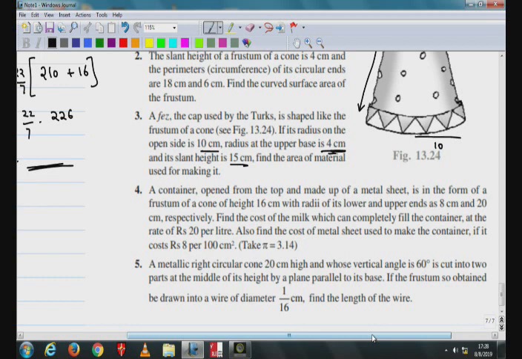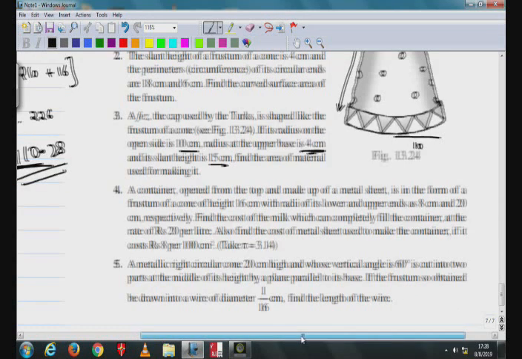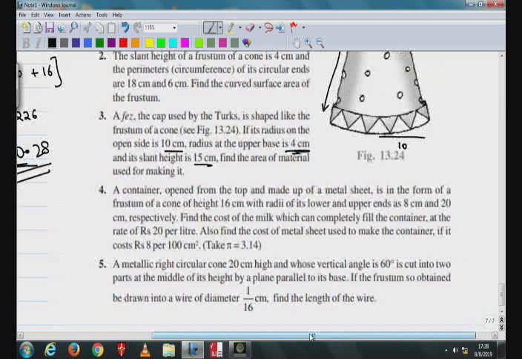Shillong, the answer for this one is 710.28. Now try question number 4.